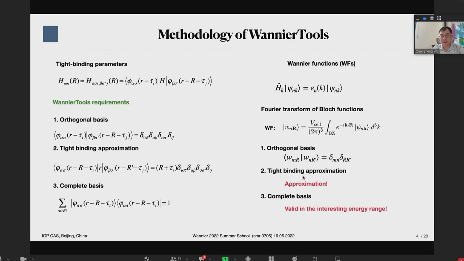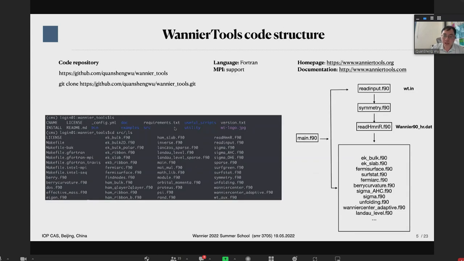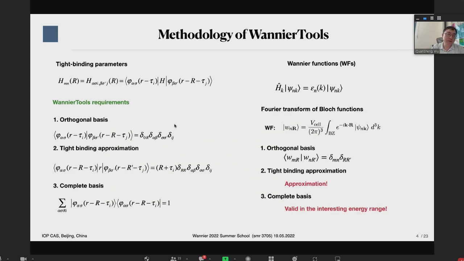But the tight-binding approximation is not that exact, because we know that the Wannier functions do have spreads, right? And also, it's not complete, but in the energy range that we are interested in, this complete basis is valid. So in conclusion, the Wannier tight-binding model is a very good tight-binding model for WannierTools. And of course, you can construct your tight-binding model based on these three requirements.